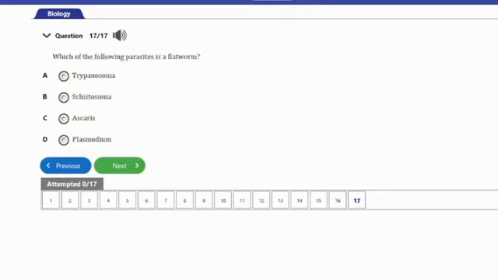That's question number 17 here. It says, which of the following parasites is a flatworm? A, trypanosoma, B, schistosoma, C, ascaris, D, plasmodium. So guys, the parasite here that is a flatworm is actually schistosoma, and that's option B here. So schistosoma is actually also known as the blood fluke, and that's it for this question. Option B is the answer to this question.